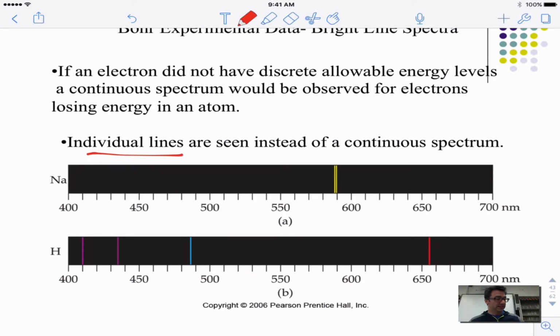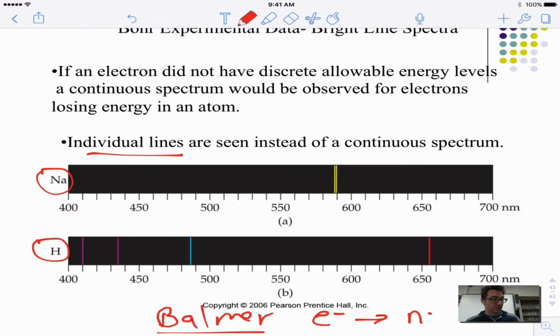This is the hydrogen spectrum down here, and this is the sodium spectrum over there. You'll notice that hydrogen has 4 different lines, and each one of those lines corresponds to where an electron moved from a higher energy state to a lower energy state. Specifically, this series of lines is called the Balmer Series. The Balmer Series corresponds to these visible wavelengths when the electron returns to the second energy level, n equals 2, as the final energy state.